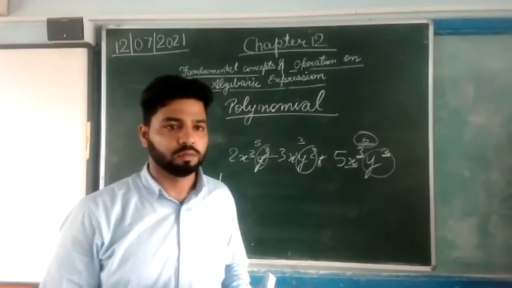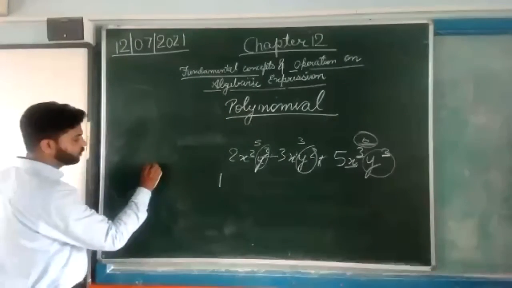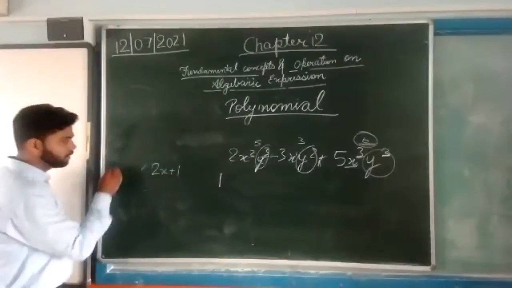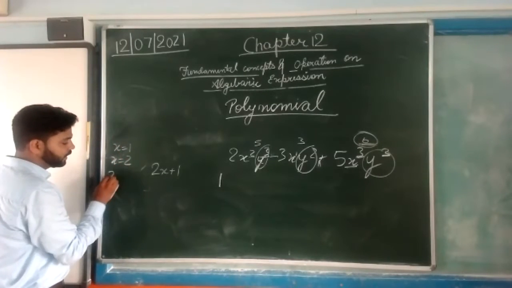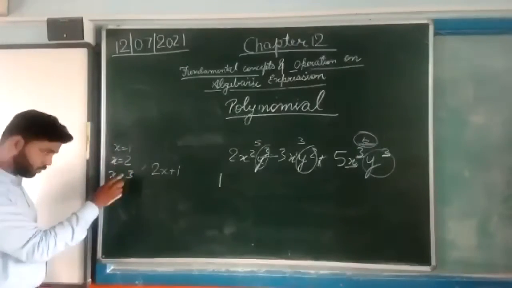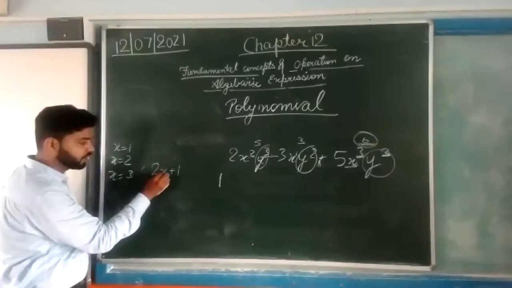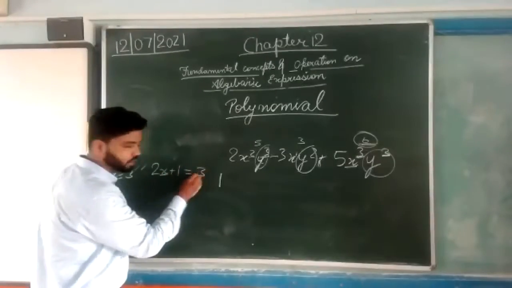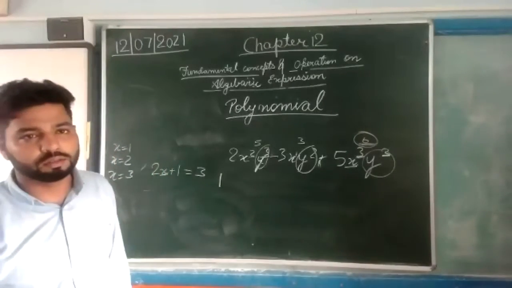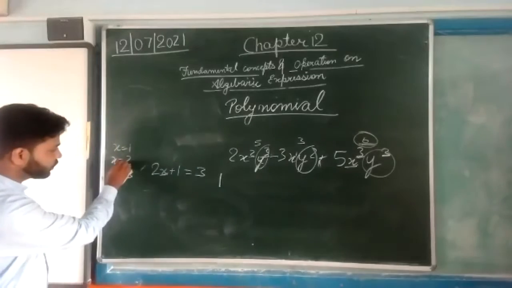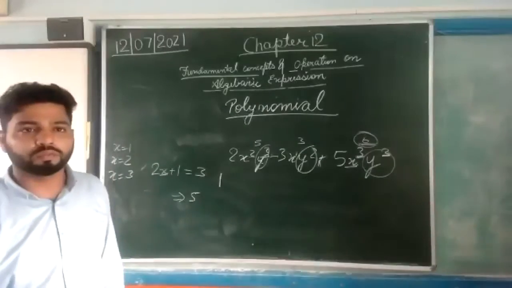Sir, can you please tell me the substitution one more time? Substitution means suppose any equation is there, 2x plus 1, and it is given to find the value of the equation if x is equal to 1, x is equal to 2 and x is equal to 3. So for that we are putting the value of 1 here and we are getting 3. So that we are substituting the value here. That is called the substitution. If we put 2 here and we get 5, then we are substituting the value of 2 here.